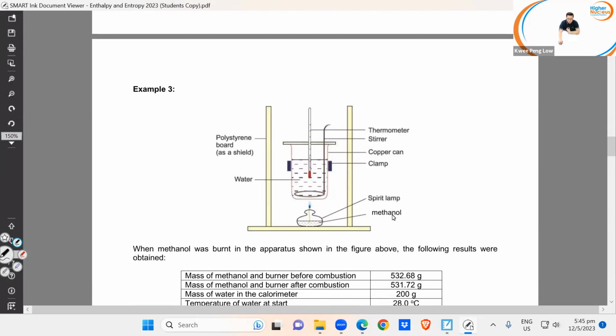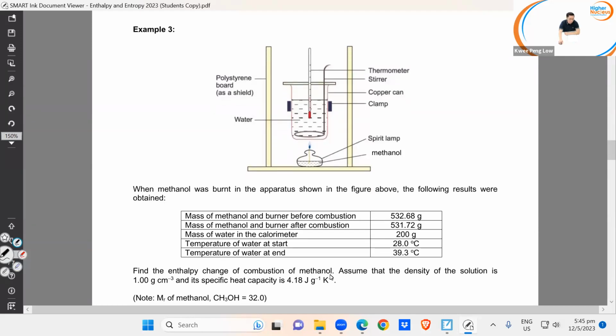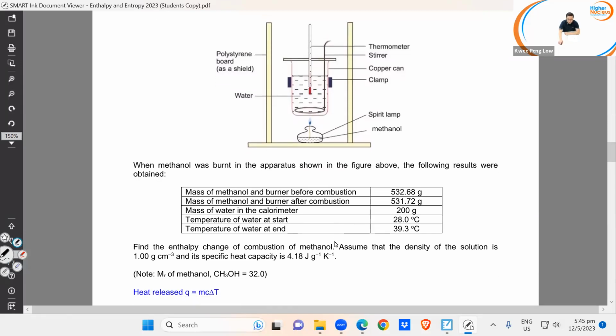I have methanol burning to heat up a liter of water. So they give you some data here. They ask you to find out what is the combustion value of methanol. Now let's call the first formula Q equals MC delta T. Now I have two liquids here. One of them is water, one of them is methanol.